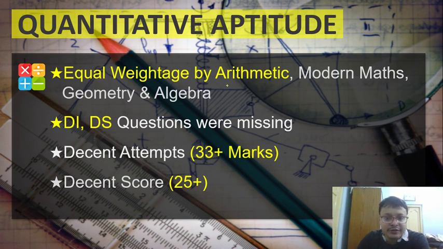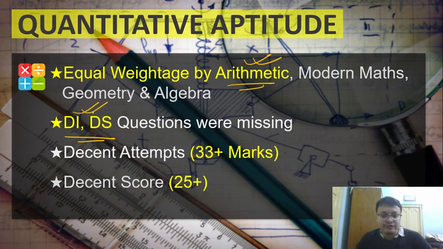Quant's arithmetic is the most important one, followed by the rest: modern math, geometry, algebra. Last year DI and DS were missing, but in general DI and DS is something you can associate with SNAP, just like it is an important part of NMAT. So I would say be prepared for DI and DS as well.